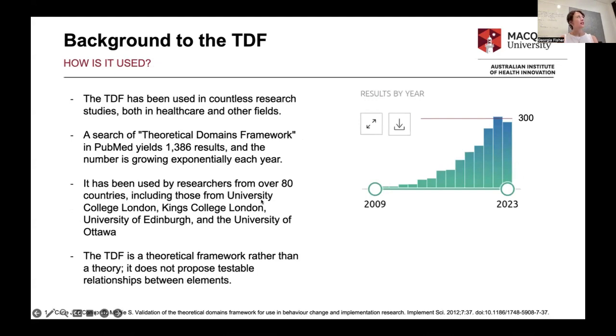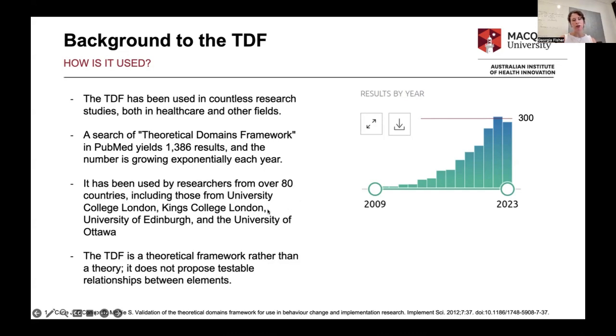Okay, so the TDF has been used in countless research studies, both in healthcare and also in other fields, so it's broadening out. A search of the theoretical domains framework in PubMed yields 1,386 results. But as you can see in the graph there, the number is really growing exponentially each year, so its popularity is increasing. It's been used by researchers from over 80 countries, including those from UCL, King's College London, and the University of Edinburgh, so it's a nice broad reach that the framework is getting.